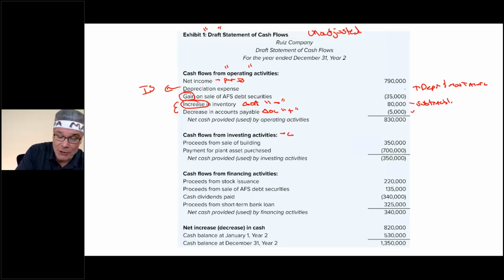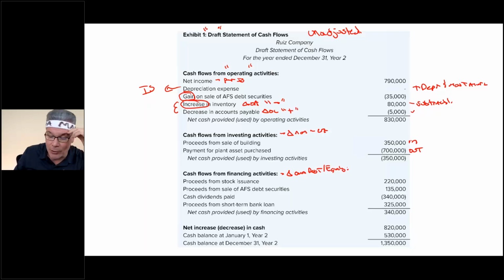All right, investing, change in my non-current assets. They sold the building, that should be an inflow, it is. Payment for a plant they purchased, that should be an outflow. I don't know if that's the right number, but that's okay. Financing, change in my own debt and equity.